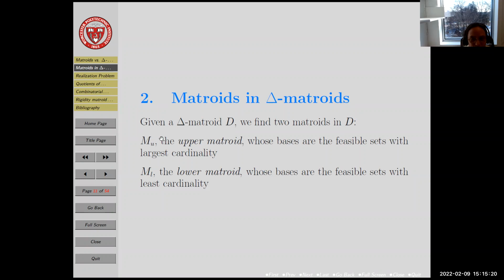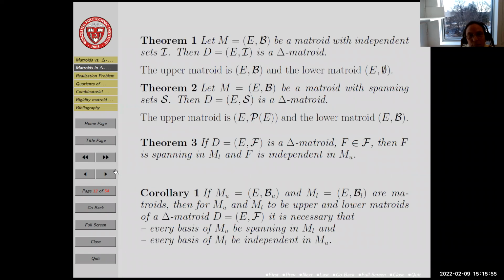But there are two matroids which are inherited by or apparent in any Delta-matroid, namely the upper matroid. I look at feasible sets with largest cardinality, and those feasible sets of largest cardinality are the bases of a matroid, which is called the upper matroid. And the ones with the lowest cardinality, they also have all the same size. They satisfy the basis axioms too, and they together form the lower matroid. And then you can study the relationships between the upper matroid and the lower matroid.